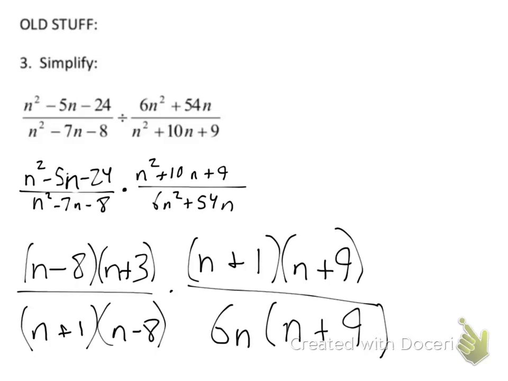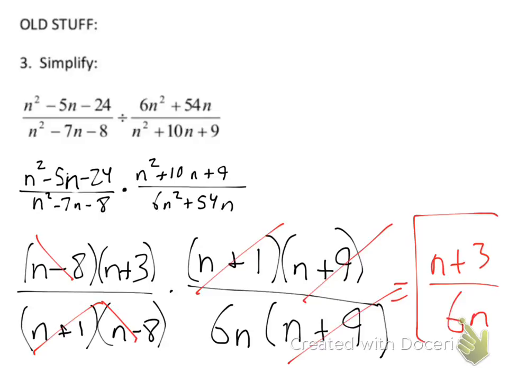Now, guys, you should notice that I got n minus 8 times n minus 3, or n plus 3, times n plus 1, times n plus 9. And on the bottom, they're all multiplied as well. We've now just set up the fact that they're all multiplied and divided, so now I can do the canceling. You can cancel the n minus 8s, the n plus 1s, and the n plus 9s. And all you have left on top is n plus 3, over 6n. And guess what? That is your answer.